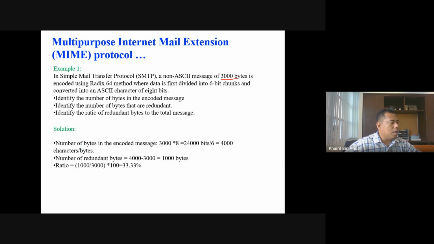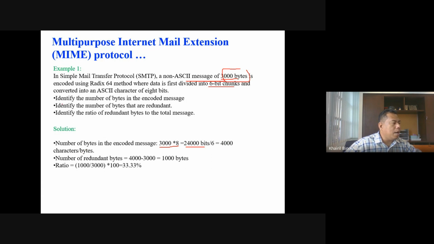Basically, the first thing that you have to do is convert this into bits. So 3000 times 8, you have 24,000 bits. And then you want to convert it into 6-bit chunks. So out of these 24,000 bits, you divide by 6. So now you know how many characters that represent per bytes, right?